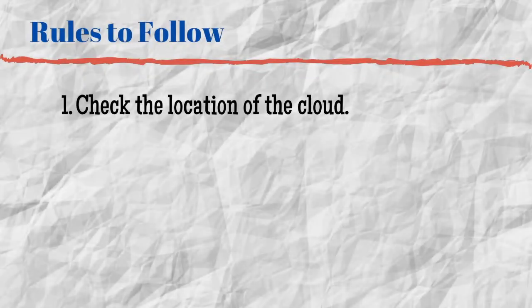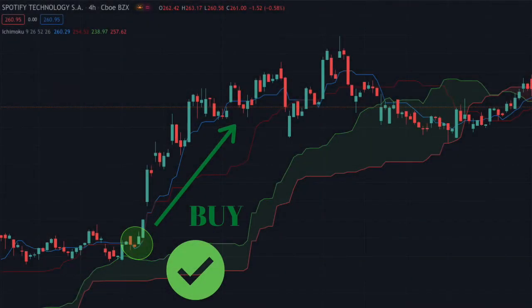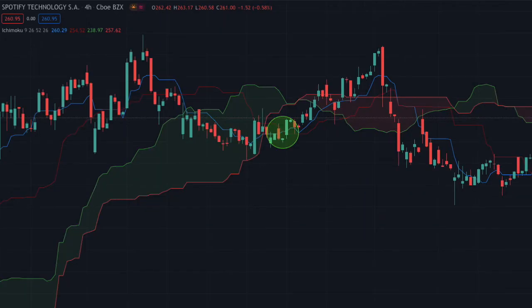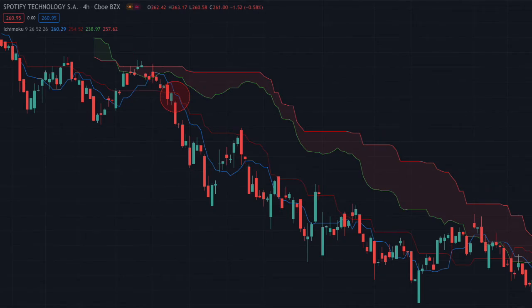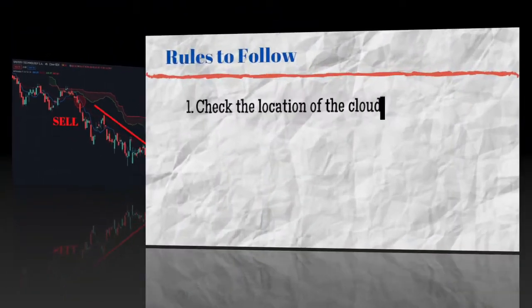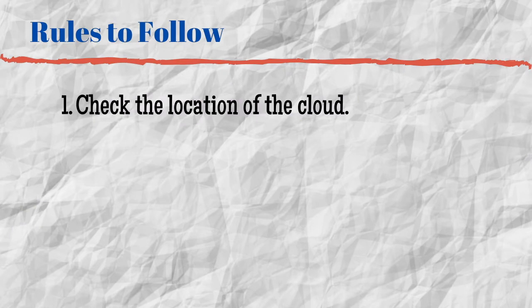We will only buy if the price is above the cloud, and we will only look to sell if the price is below the cloud. So if the blue line breaks above the red one when the price is above the cloud, we will go long. But we will not open a position if the same thing happens below the cloud. Same way, we will go short only if the blue line moves below the red one while the price is below the cloud. So our first rule is, we must check the location of the cloud before opening a position.